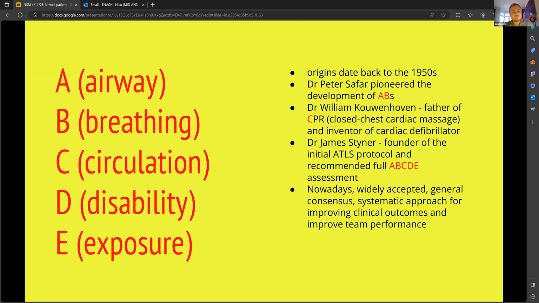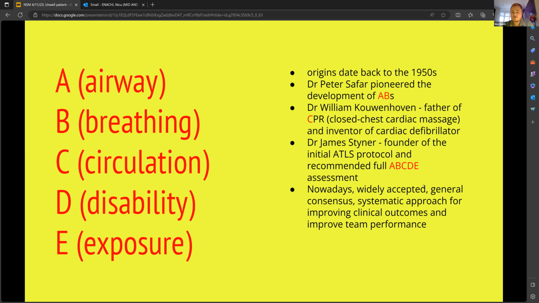This framework has been gradually built since the 50s. First, it was Dr. Safar, an intensivist who developed the A and B. He took volunteers, gave them muscle relaxants and put them essentially in respiratory failure. Then he delivered oxygen through a mask, and he proved that he can keep them alive, and actually they can wake up and be fine.